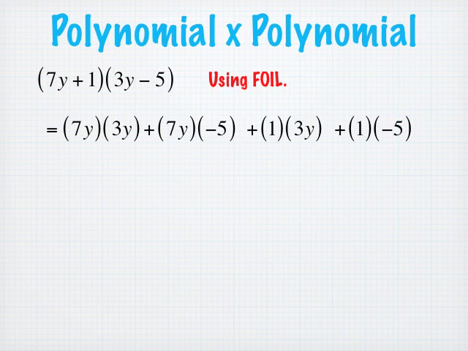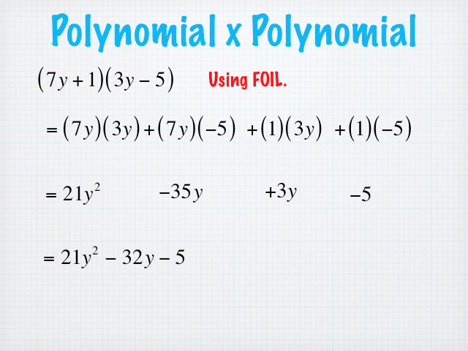So we have 7y times 3y would give me 21y squared. 7y times negative 5 would give me negative 35y. 1 times 3y would give me 3y. 1 times negative 5 is negative 5. I look to see if I have any like terms, and my middle terms are like terms. So I'd get 21y squared minus 32y minus 5. And that is how I multiply a polynomial times polynomial using FOIL.